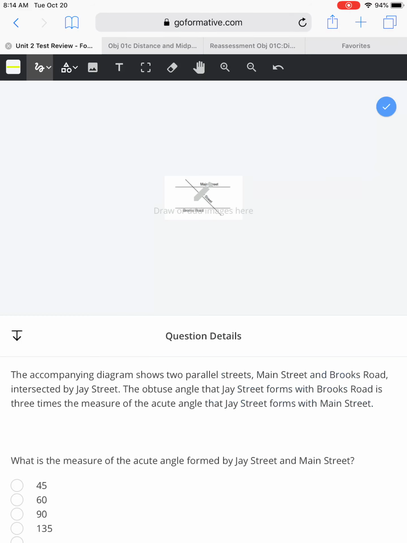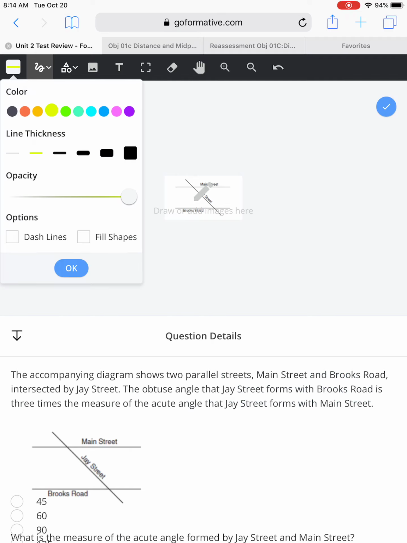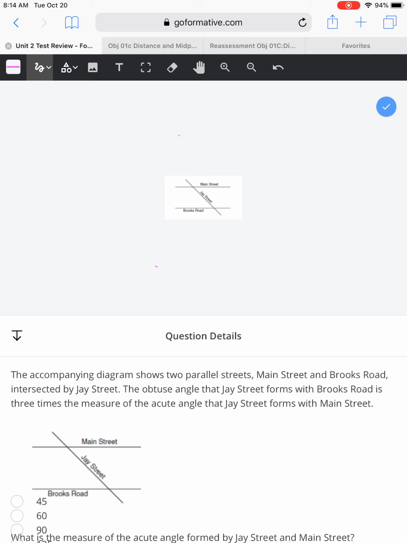For this one, I'm actually going to change my color. It says this angle here is, and this angle here, that's what we're talking about. So the obtuse angle is 3 times the acute angle. And so what you have to think about is, what do I know about those two angles? So for this little acute angle x, this is going to be 3 times x. And so I know x plus 3x, because they're consecutive interior angles on parallel lines, because it says the streets are parallel, is equal to 180. So 4x equals 180, x is equal to 45 degrees. And so we'd click that one.